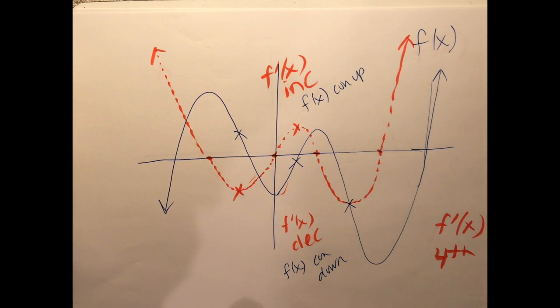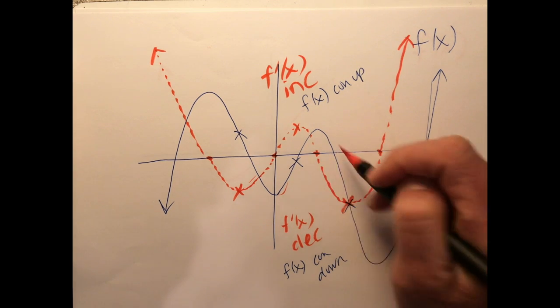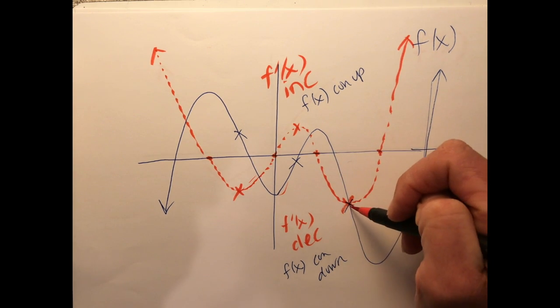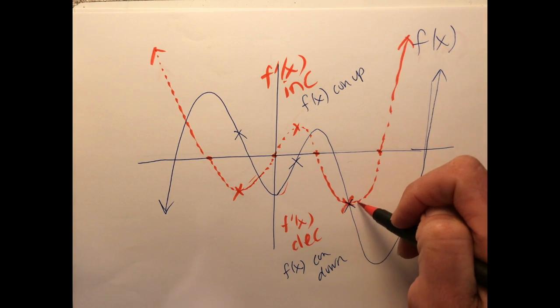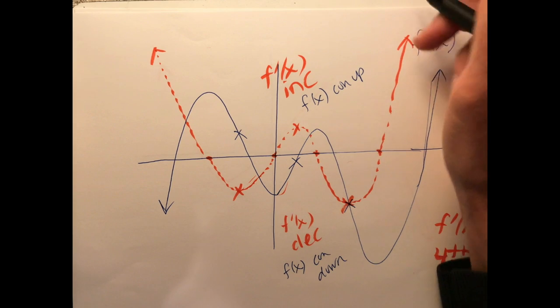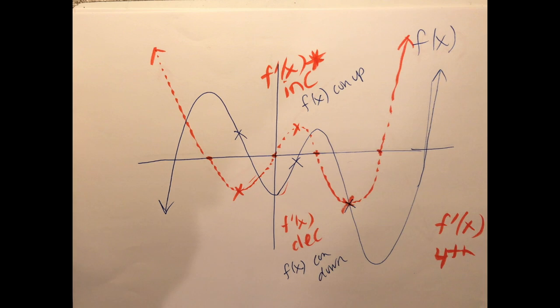And then let's look at the very end here. This is kind of awesome. These points almost overlap, but here I change from concave down. From this x onward, I'm concave up, and my f prime of x is increasing. So again, that relationship: when the derivative is increasing, your function is concave up. Boom, there you have it.